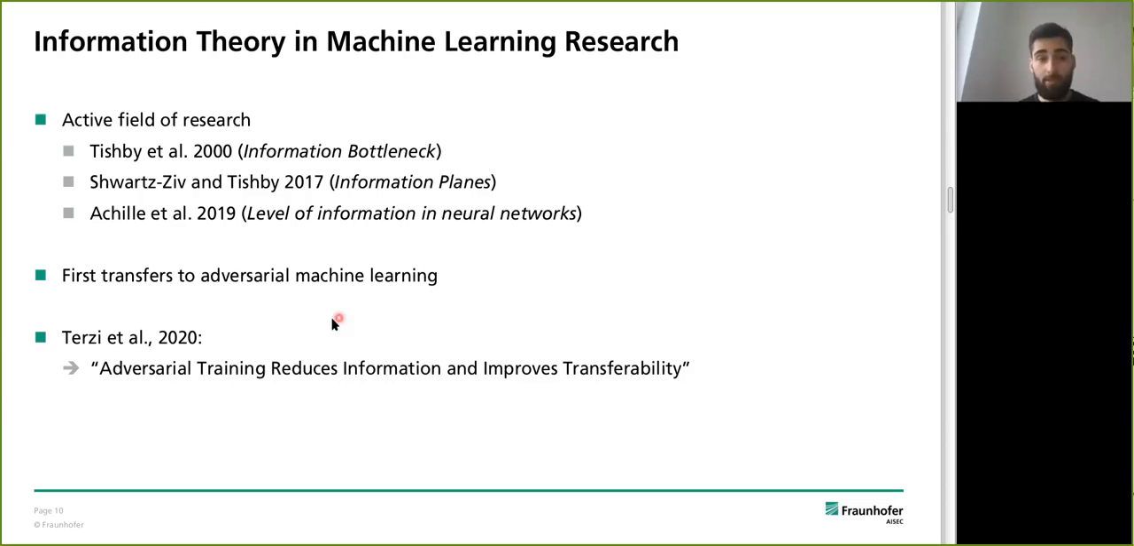For example, Terzi et al. This year, so it's very recent, they introduced the following observation: adversarial training reduces information and improves transferability. So in our experiments, we wanted to have a look at this phenomenon, at this observation. What actually happens during adversarial training and how is the information actually reduced?